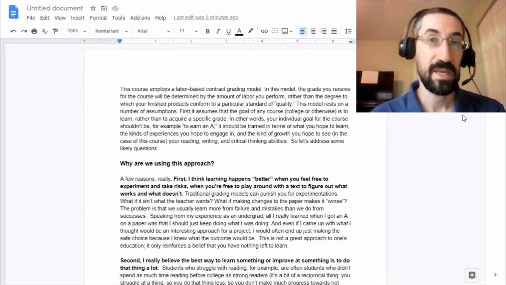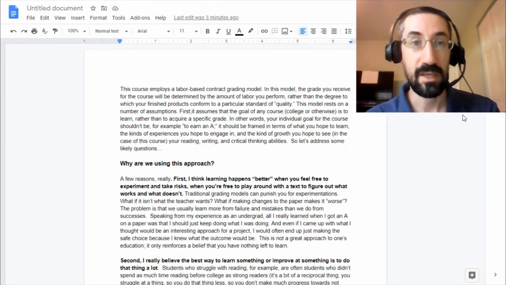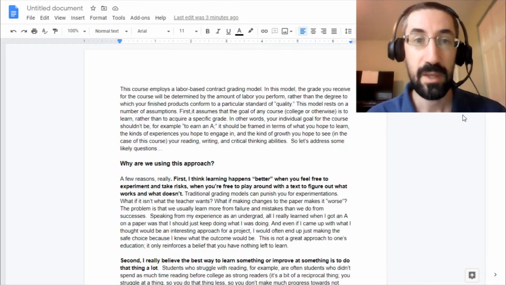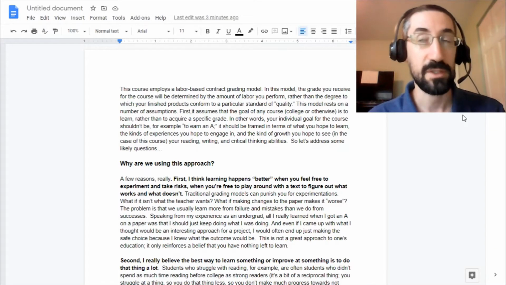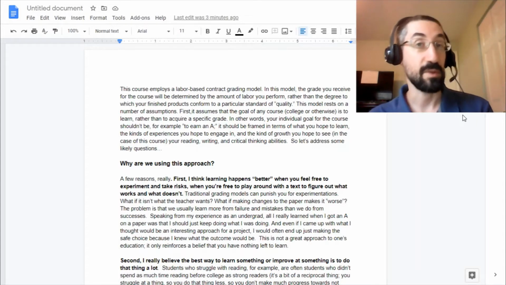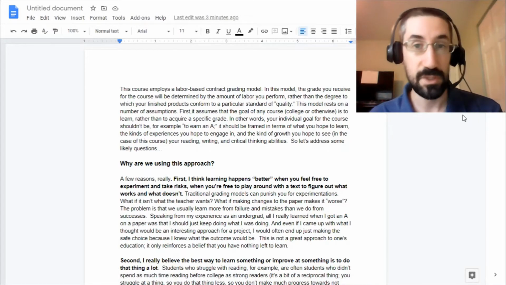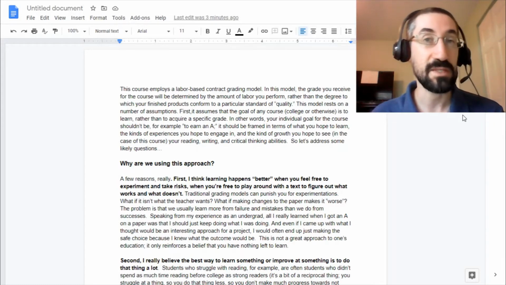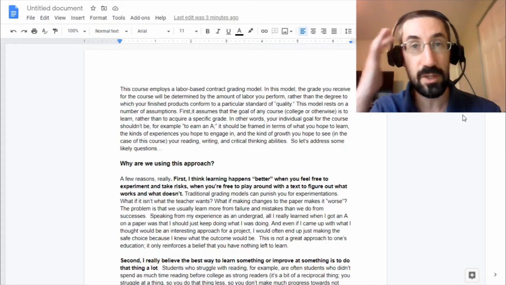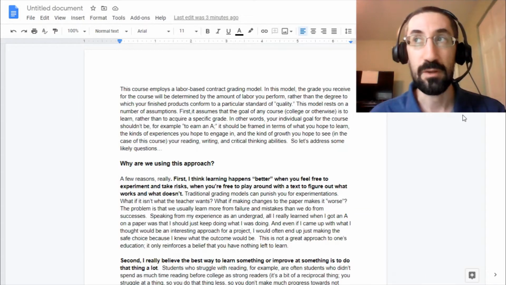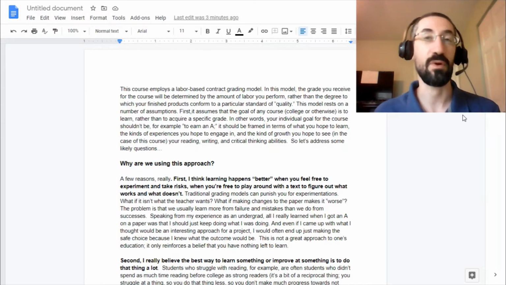In this course, we're taking a different approach. So we're doing what's called a contract grading model, and this is a labor-based contract grading model. I want to be very clear about this: the grade that you receive for the course is tied to the amount of labor or the amount of work that you perform in service to the course, rather than the degree to which the things that you produce for the course, so your final projects, your podcasts, etc., meet some sort of vision of what the ideal form of that thing would be.